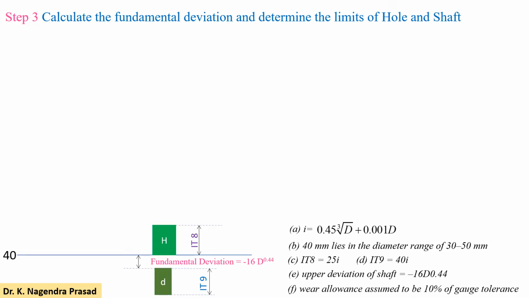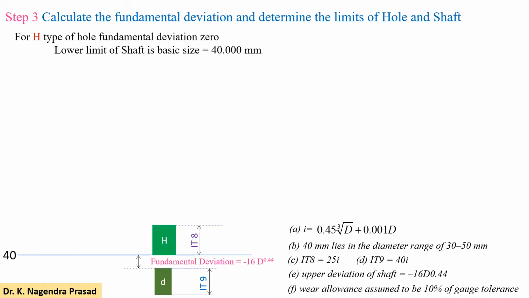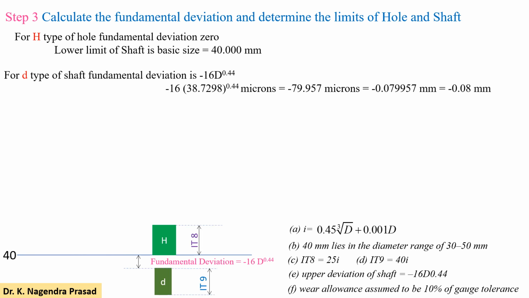So the third step is to calculate the fundamental deviation and determine the limits of the hole as well as the shaft. We know that here the H type of hole is given. For the H type of hole, the fundamental deviation is 0, which means the lower limit of the hole is the basic size, that is 40 mm. Then for the D type of shaft, the fundamental deviation, which is the upper deviation of the shaft, is equal to minus 16 into D to the power 0.44. Here D is 38.7298. Then this fundamental deviation value will become minus 79.957 microns.